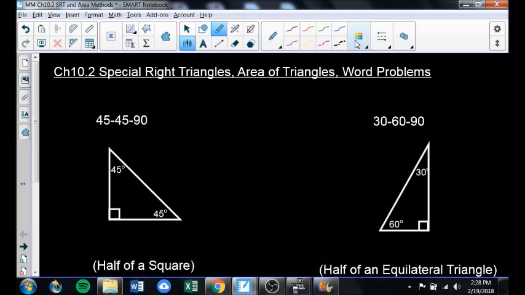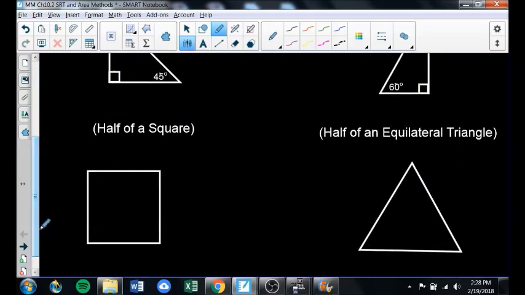Special right triangles, area of triangles, and word problems. This is chapter 10.2, which is our next lesson in trig. Special right triangles are 45, 45, 90s, or 30, 60, 90s, where these angles are 45s, and that's a right angle, or this is 30 and 60, and that's a right angle. They're called special right triangles, and they're of importance because they come from common scenarios.